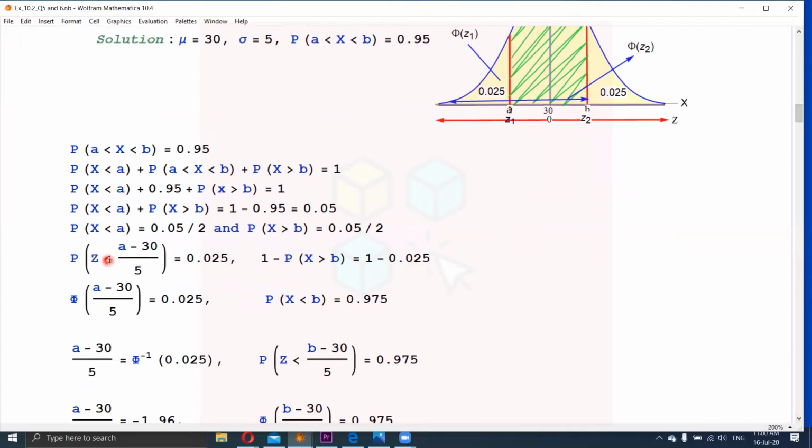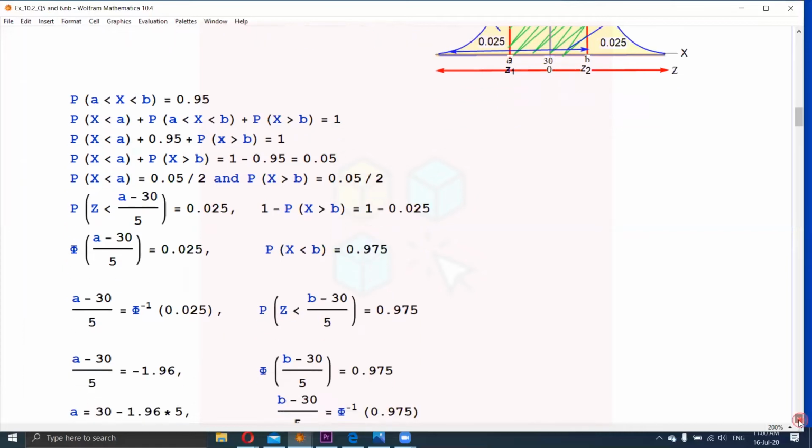This probability Z less than A standardized can be written as phi of this, and the area is equal to 0.025. And in the other equation, 1 minus probability X greater than B is equal to 0.975, which can be written as probability X less than B, and this X is now converted into the standardized variable Z, and B is converted to its standardized value B minus 30 by 5, and probability Z less than this can be written in the form of phi.